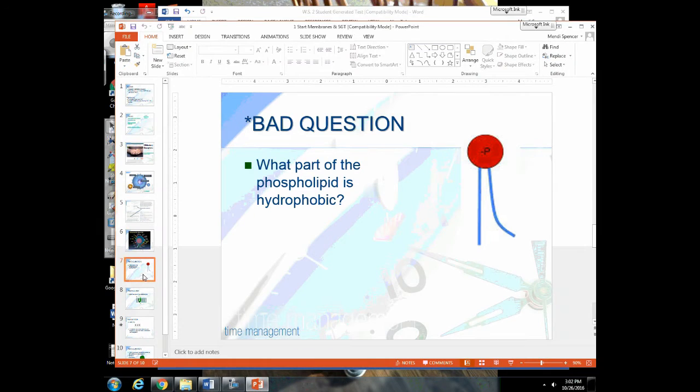Here's another example of a bad question. What part of the phospholipid is hydrophobic? Well, you can answer that question right now. We just covered it. The part of the phospholipid that's hydrophobic would be the tails. So I don't have to look at the diagram to answer that question. So even though you include a diagram, it's a bad question because it's not really about the diagram. Or I do not have to analyze the diagram, at least to answer it.